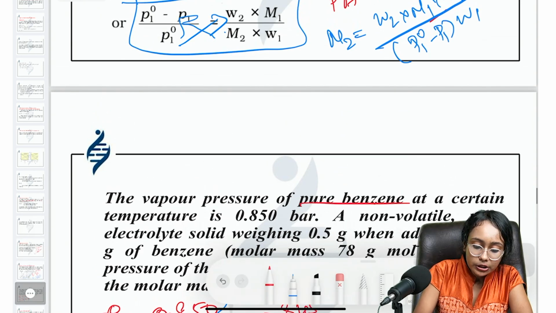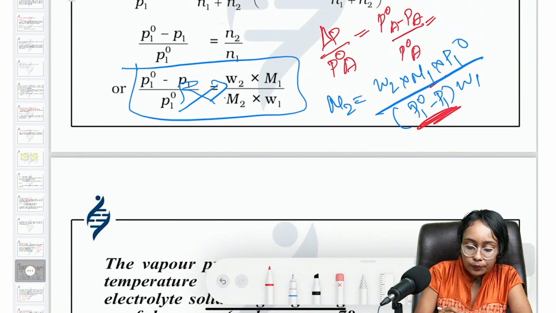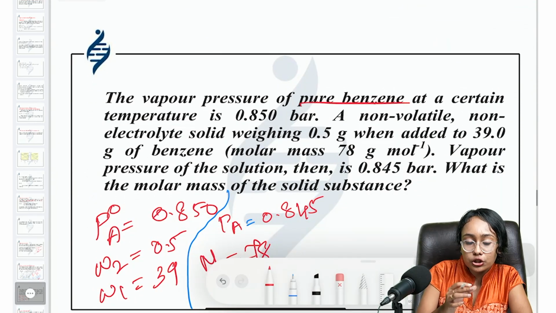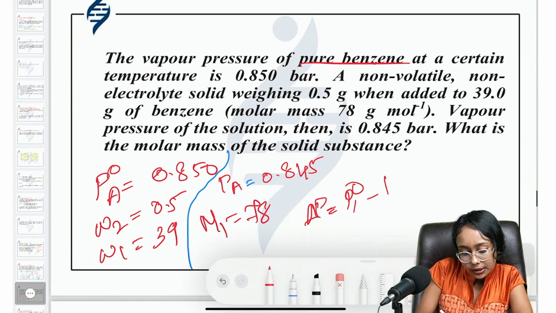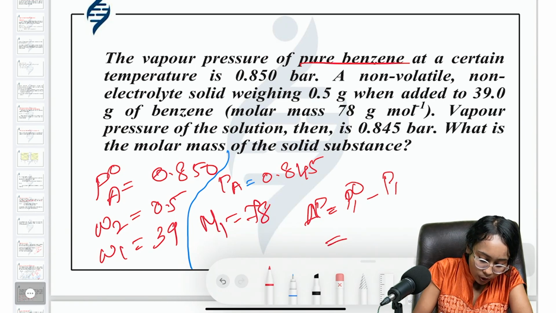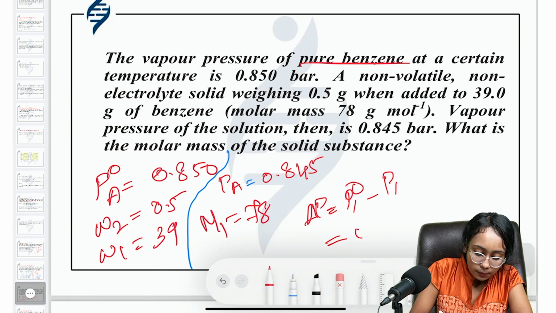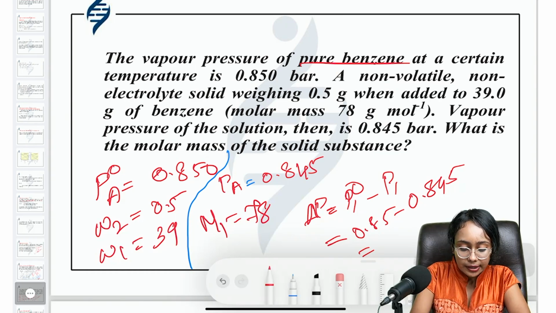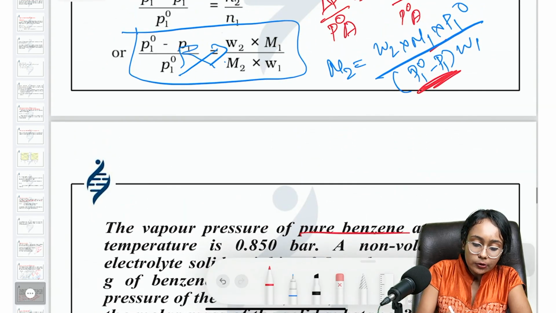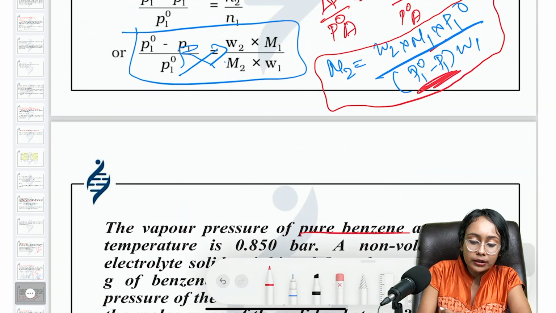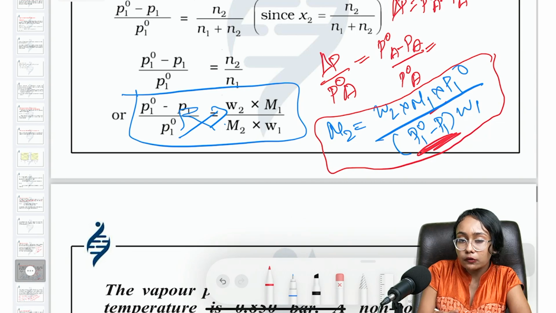So for the equation we need to know this quantity also, P1 naught minus P1, that is a change in vapor pressure. So change in vapor pressure, delta P equal to P1 naught minus P1, that is equal to PA naught minus PA, 0.85 minus 0.845. Just calculate it and find the answer. Find delta P equal to P1 naught minus P1. So substitute these values in the equation provided here to find the molar mass of the solute using relative lowering of vapor pressure technique, colligative property.